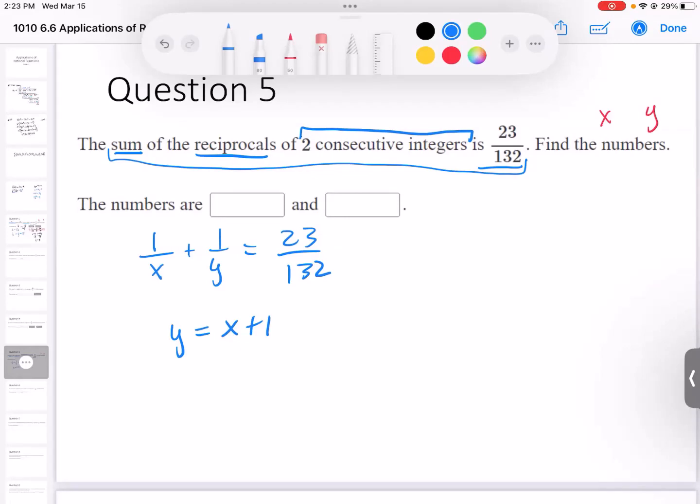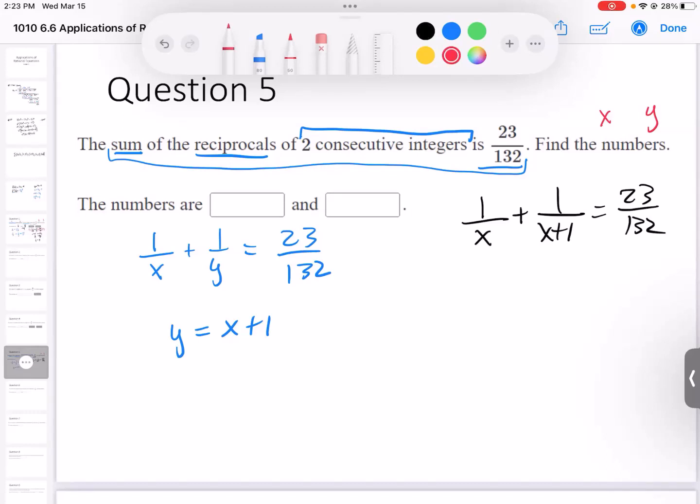So then you would substitute like we did in the other one, and you would say, I have 1/x plus 1/(x plus 1) equals 23/132. You'd set that up and figure out what x is. And on this one, I think you're actually going to have to do factoring. So I'll go through and show what that would look like.